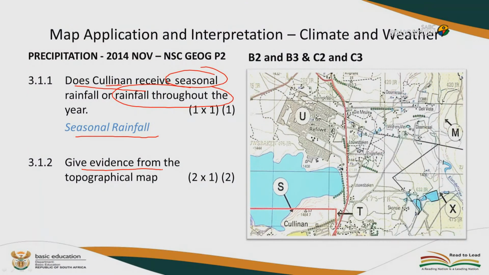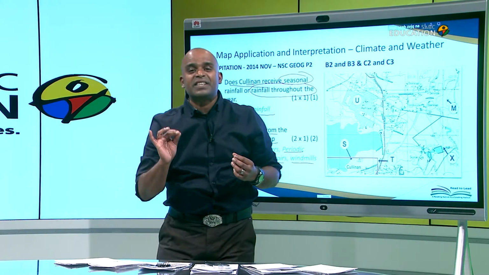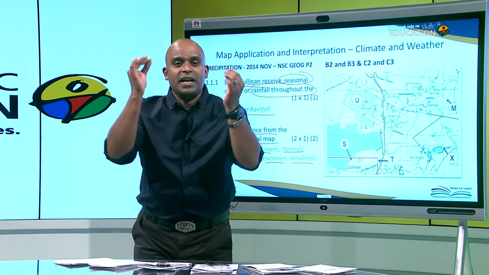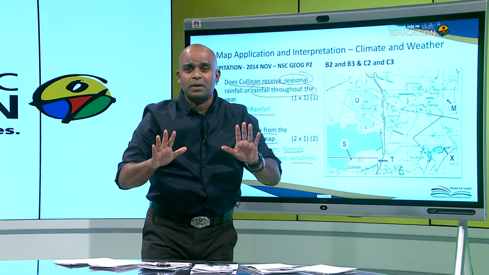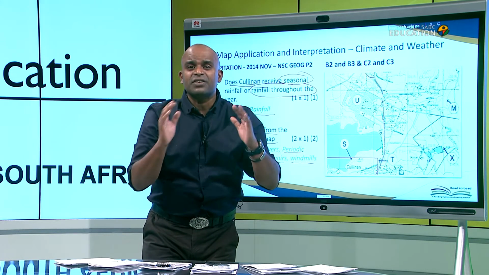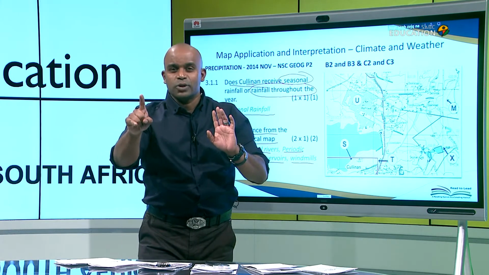Give evidence from the topographical map. Let's go straight to the answers. Note the answers: non-perennial rivers, periodic rivers, dams, reservoirs, and windmills. These are just some of the evidence that you will be focused on when analyzing the map. And if you see these symbols on any topographical map, whether it be in an examination or in a test, you should note seasonal rainfall is associated with these symbols. Let's look at the next question.